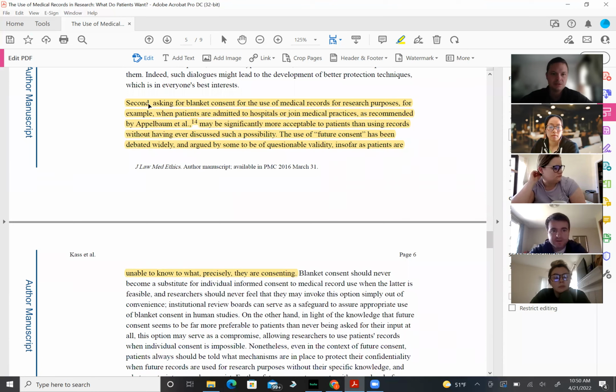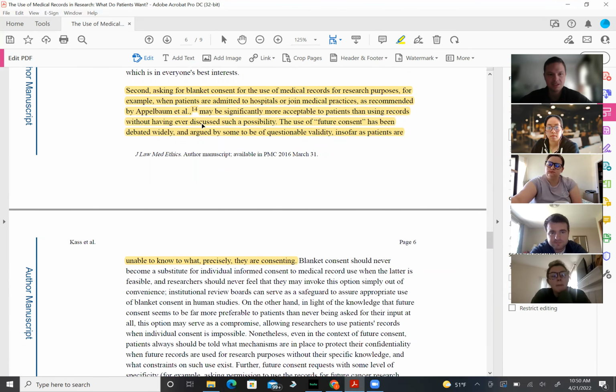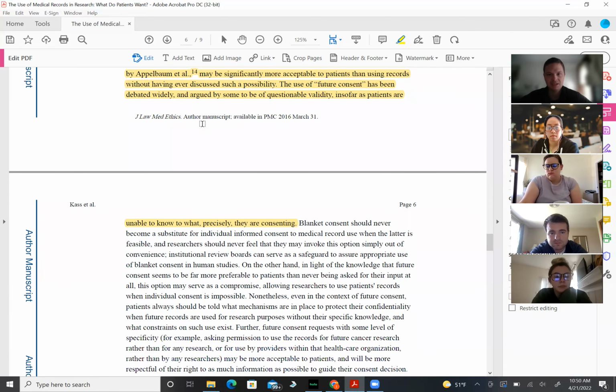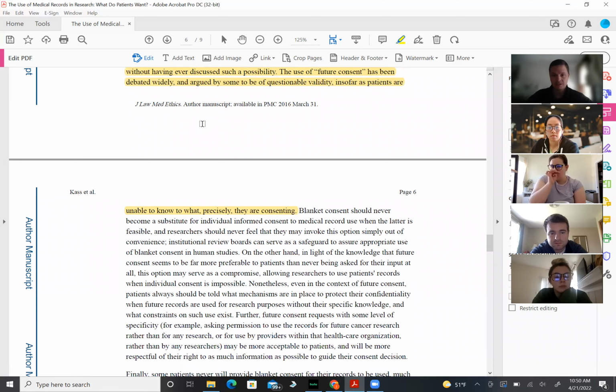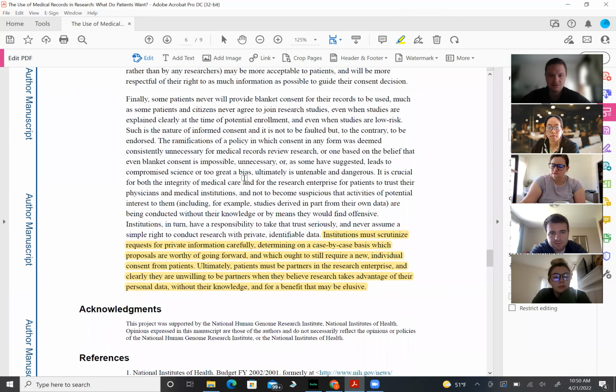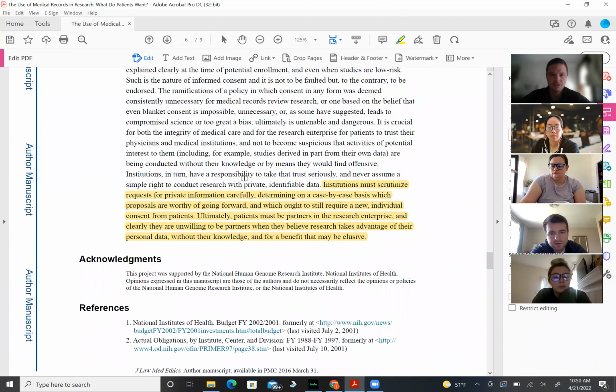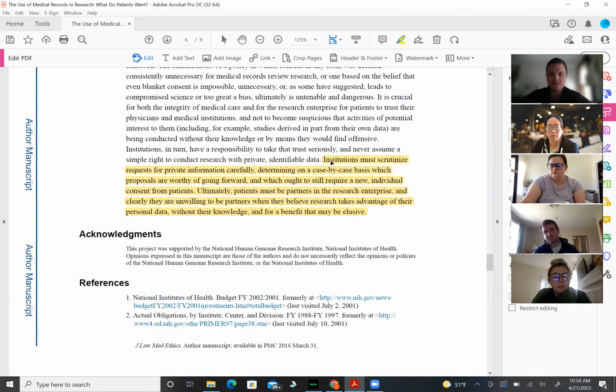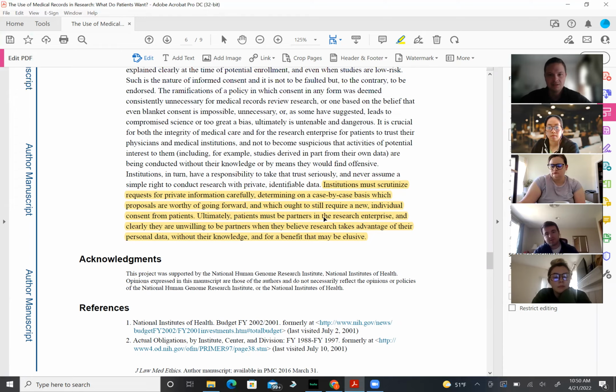Another thing that the researchers proposed was asking for blanket consent for research purposes upon admittance to the hospital. But this is still a highly debated topic because future consent has been questionable, and patients don't exactly know what they're consenting for. So the jury's still out in the ethical realm of research. And their conclusion was that institutions must scrutinize requests for private information and determine it on a case-by-case basis.